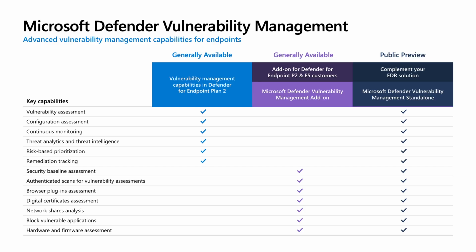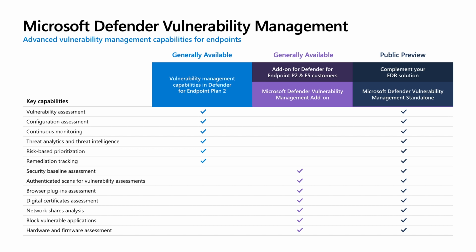Yep. So quickly summarize the slides. General available, of course, the core capabilities, what we call core. General available as well is the add-on. And then in public preview right now is basically a standalone SKU. If someone doesn't own Defender for Endpoint Plan 2 and they would like to get vulnerability management for their organization. Yeah. Yep, that's correct, right?